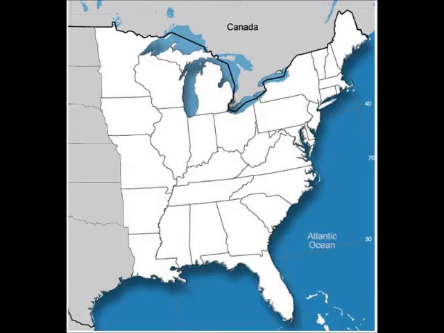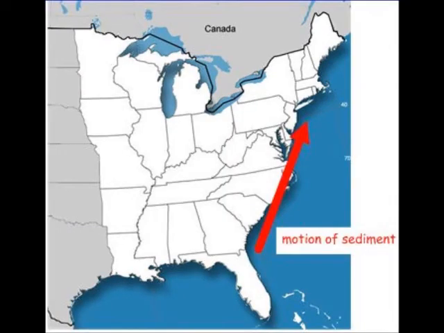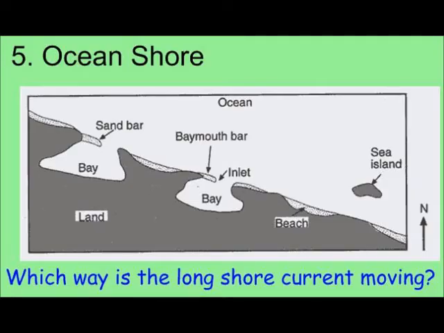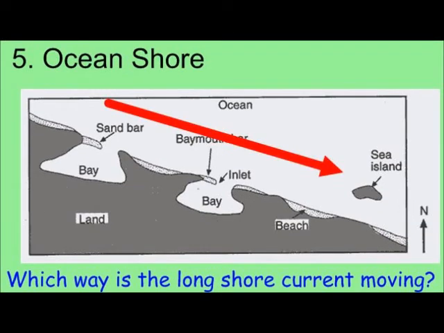So here's a map of the east coast of the United States, and you can see that all the sediment would be moving up the east coast toward the north. In this diagram here, you can see that the land is the dark part and the white is the water, and which way would the longshore current be moving? This arrow is the answer. You can see the way that the sandbars are pointing toward the right means that the sand was being deposited in that direction. So it's basically being eroded from the left and being deposited towards the right direction.